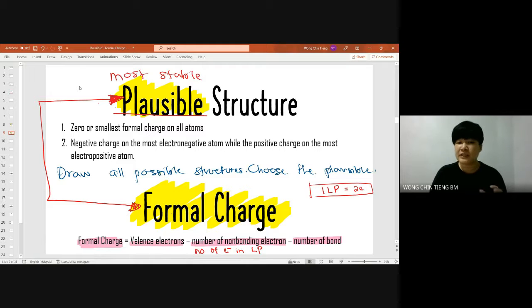So, how do we determine the plausible structure from the formal charge? Ada 2 cara. Cara pertama yang biasa kita akan guna. I want the most zero and the smallest formal charge. When I say smallest formal charge, I have a question over here. -1 and -3. My question, who is smallest? Anybody?